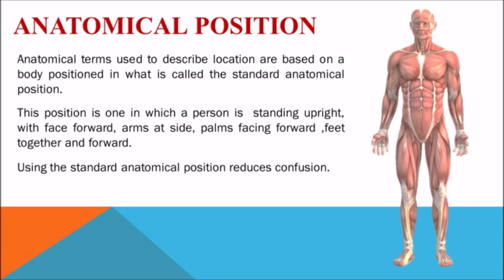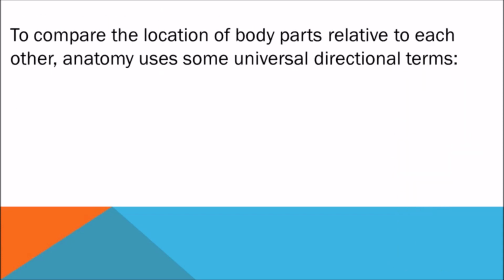All the structures and the face and extremities of the person are in the same direction. How will it be helpful if everyone is looking at the body parts in the exact same position? There will be less confusion when discussing anatomy. All the structures are looking in the same direction. The face is in the forward direction, the palms are also forward, and the feet are also forward, so it will be easy for us to understand the anatomy of the structures and it will be less confusing. So to compare the location of body parts in relation to each other, anatomy uses some universal directional terms.